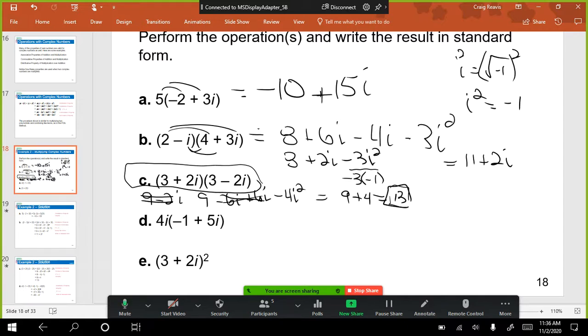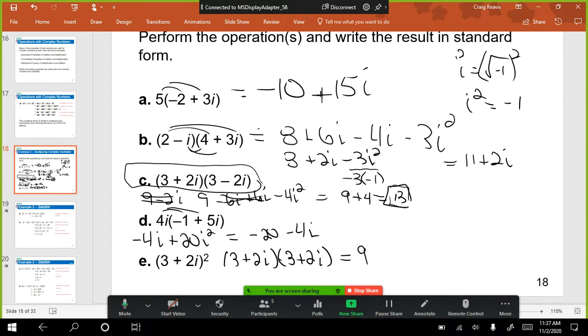All right, here, 4i distributes, so that would be negative 4i, and then that's going to be plus 20i squared, which we know i squared is a negative 1, so that's 20 times negative 1, so what I end up with is a negative 20 minus 4i. And then this one, whenever it has a complex number squared, we could write that out as 3 plus 2i times 3 plus 2i.